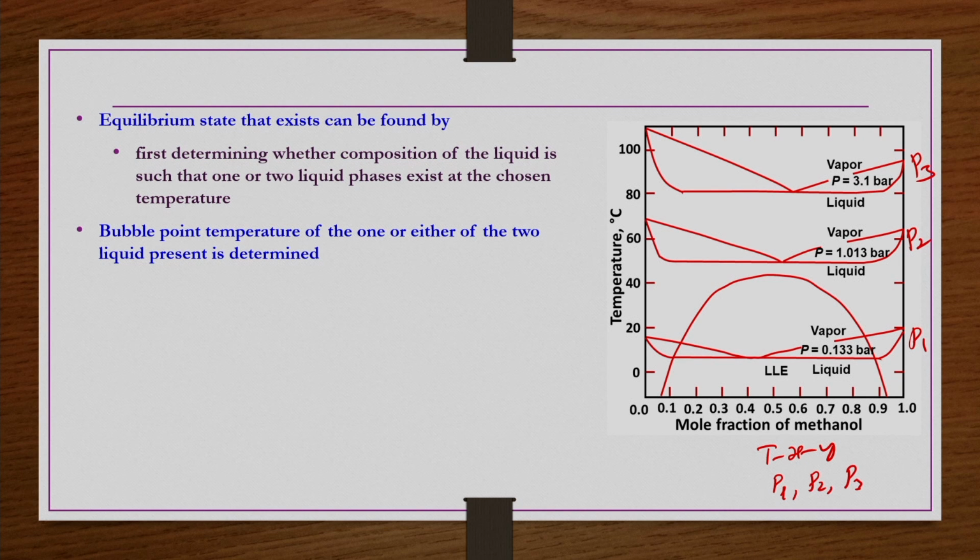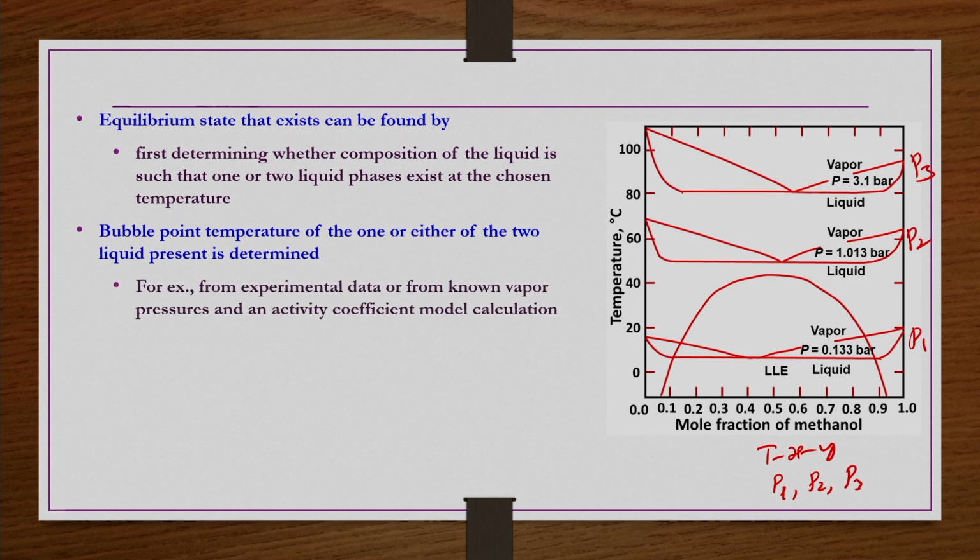Okay. So, especially this bubble point temperature will help us determine, for a given composition, which of these phases are existing. Okay. So, how to find out the bubble point temperature? For example, from experimental data or from known vapor pressures and activity coefficient model calculations, one can determine this bubble point temperature for a given system.